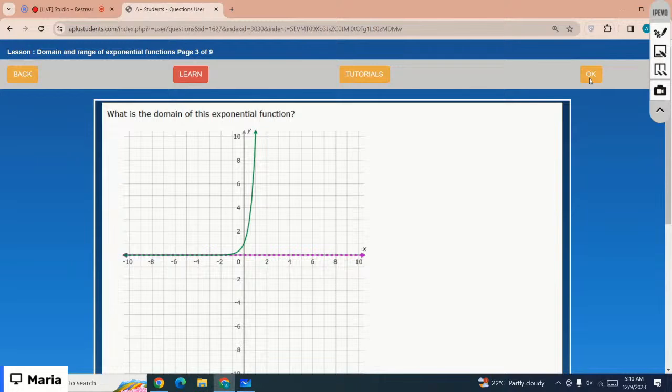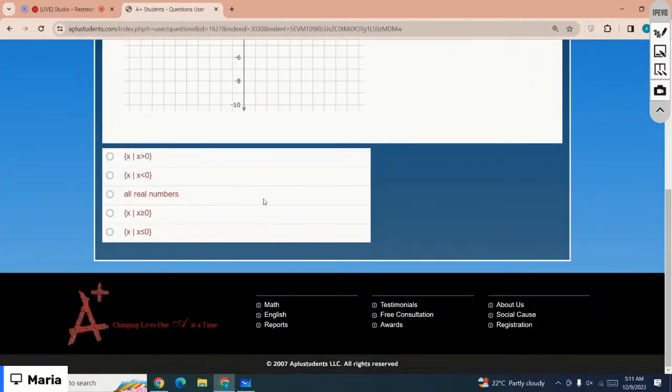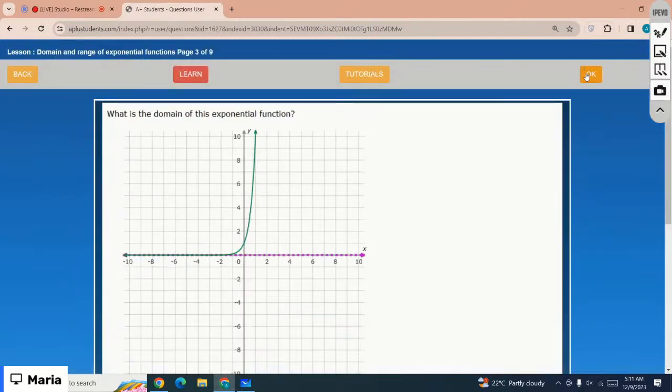Again, the question is what is the domain of the exponential function? No matter what exponential function it is, the domain of the exponential function is always all the real numbers, right? Whatever exponential function it is, the domain is all real numbers. Got it? So for this one, the domain is also all real numbers, right?